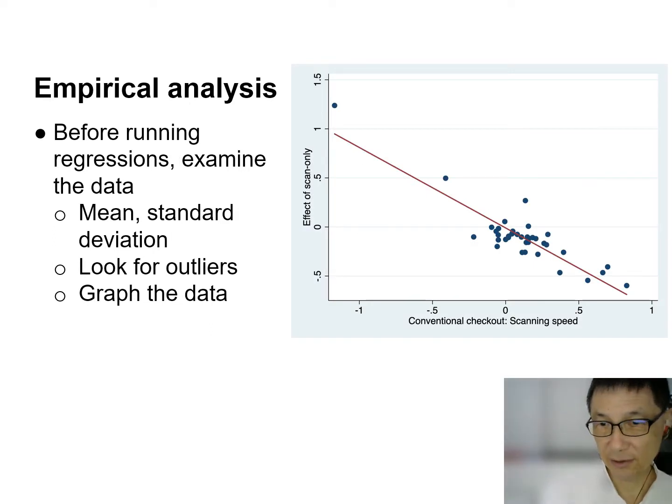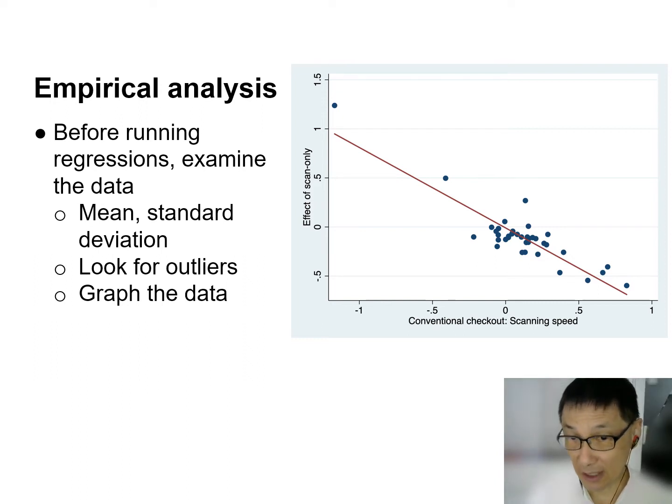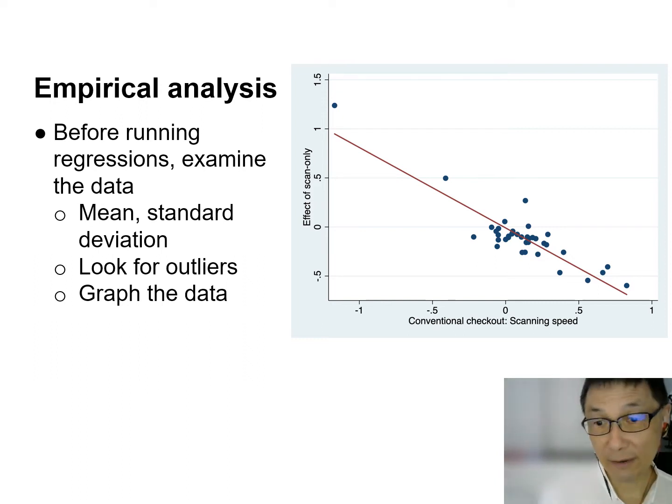Before plunging into running regressions, it's always good to first examine the data. Statistical economic papers usually begin with one table entitled Summary Statistics. Look at the summary statistics for the dependent variable, the explanatory variable, and the control variables. What are the means? What are the standard deviations? Especially look for outliers. Graph the data.